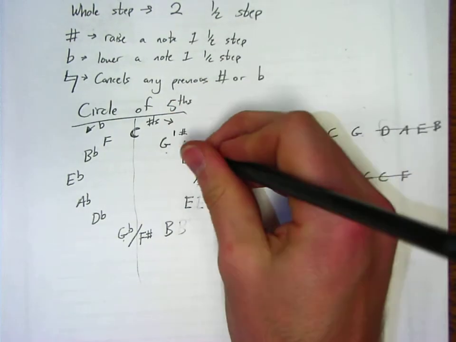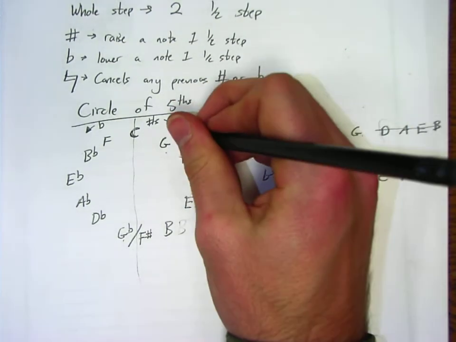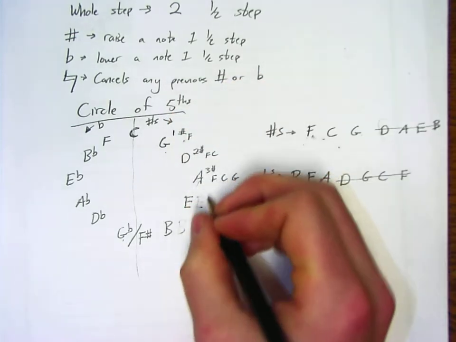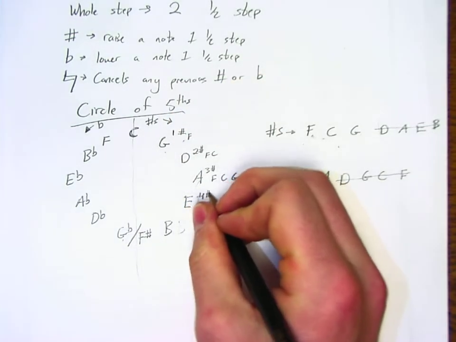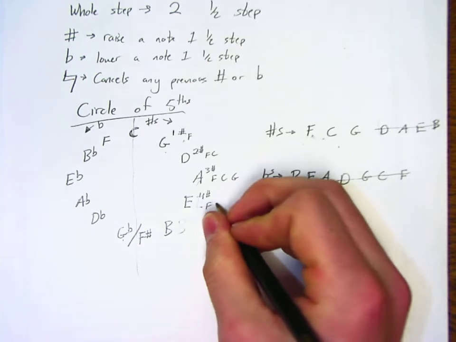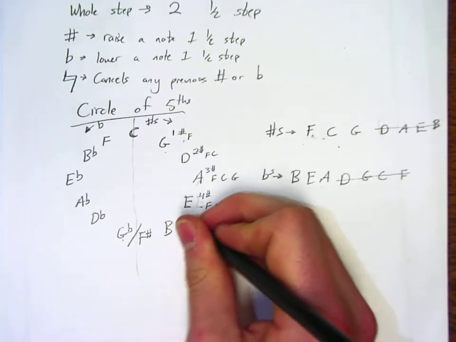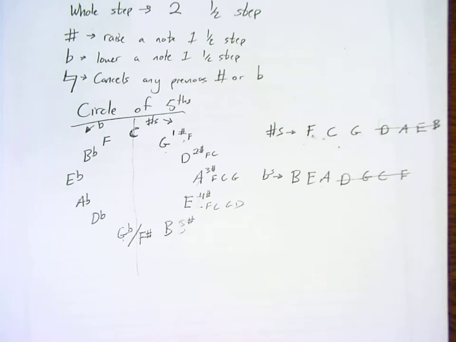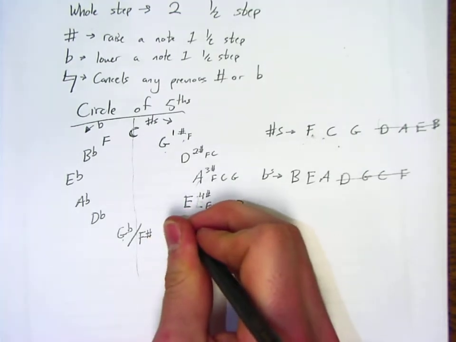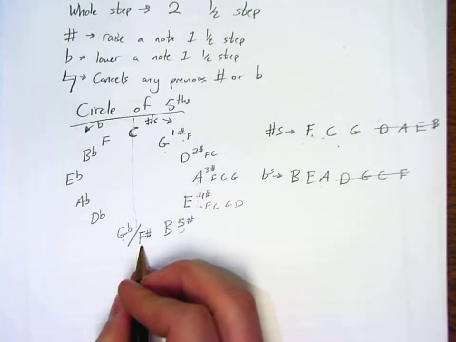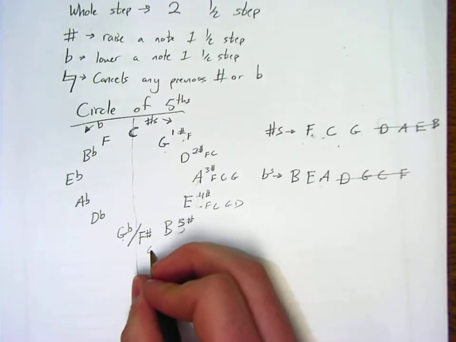So let me go ahead and write these in all the way. So F, C, G. E is going to have 4 sharps. F, C, G, D. B is going to have 5 sharps. I'm not going to keep writing them in because it's going to be confusing. F sharp major, ugly key, has 6 sharps.